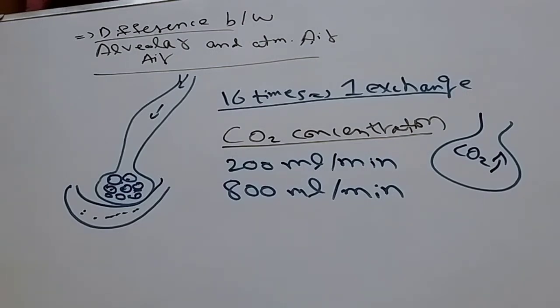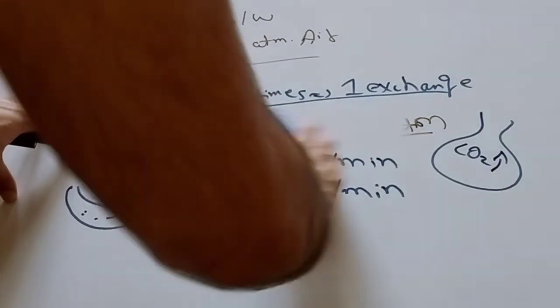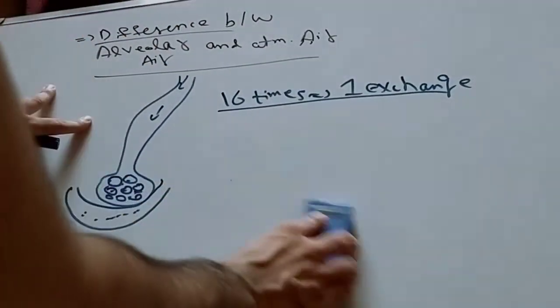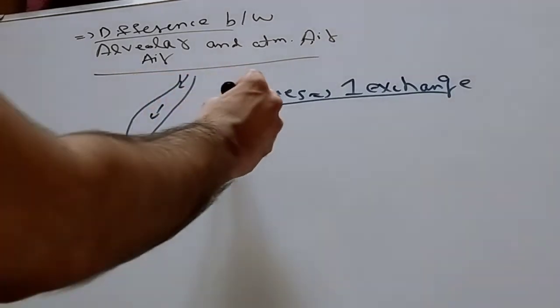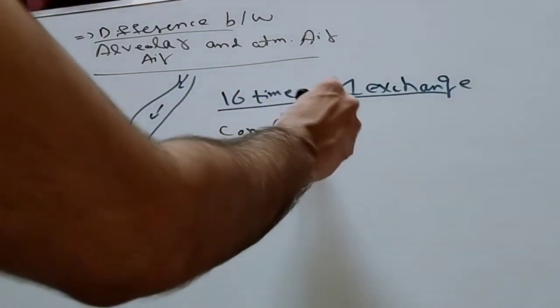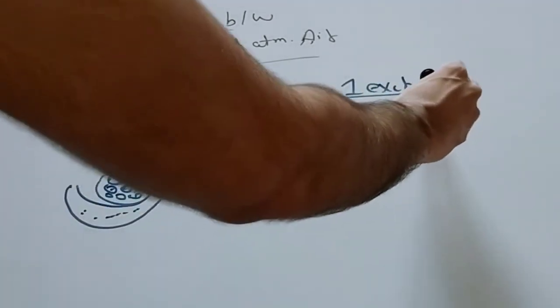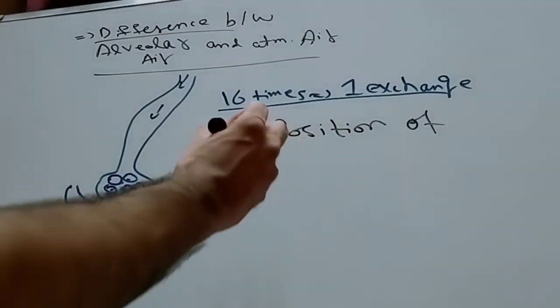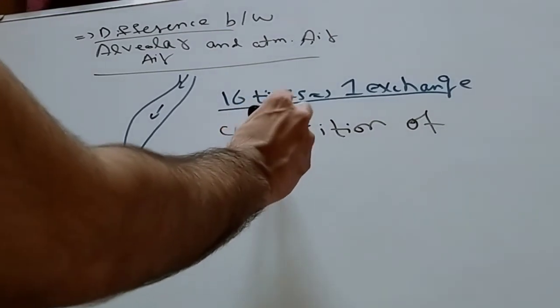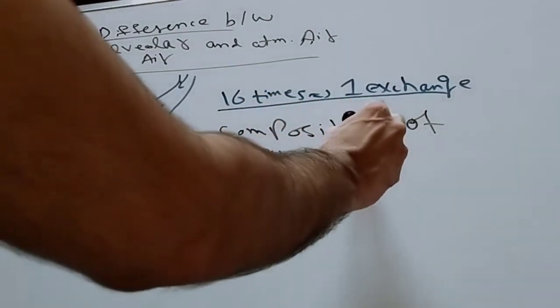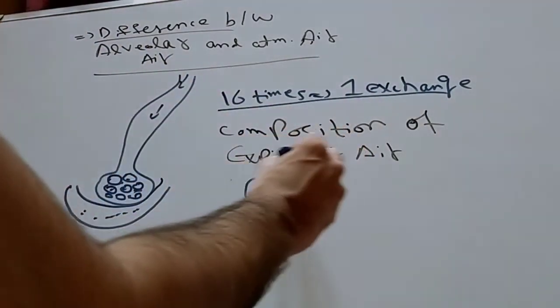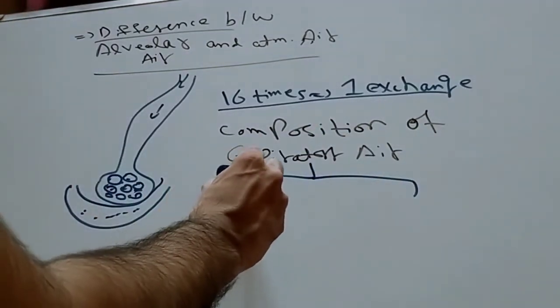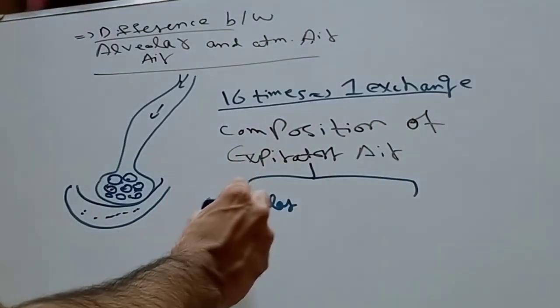Now talking about the composition of the expiratory air. The air that is getting expired from the respiratory tract out of the mouth, what is the composition of it? So the composition of expiratory air is composed of alveolar air and the dead space air.